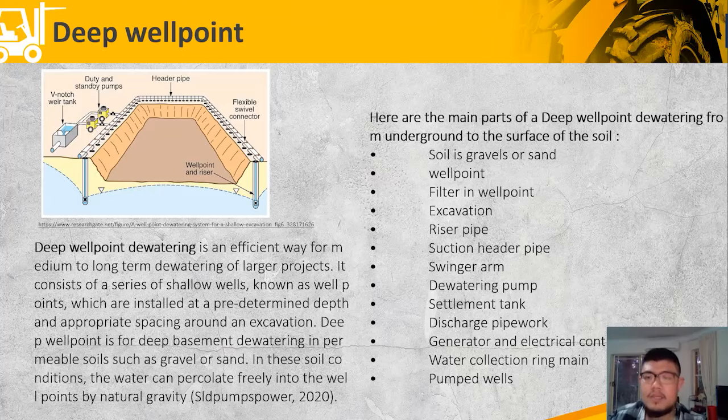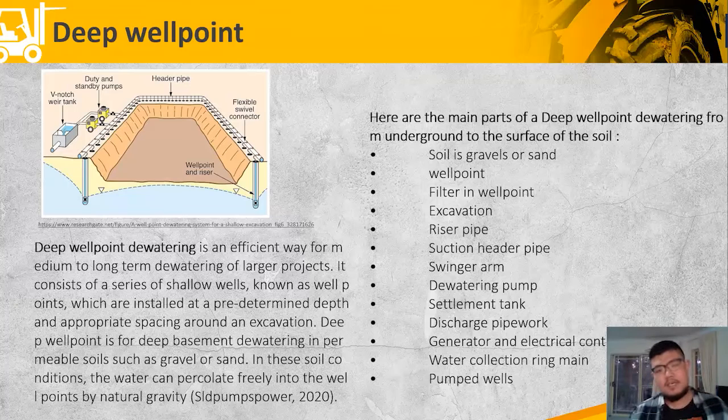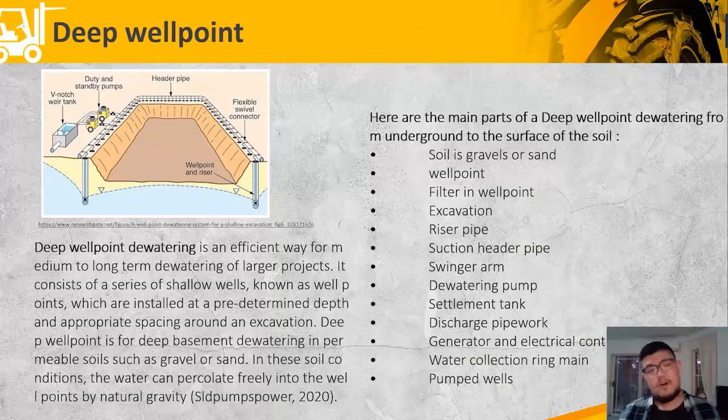And here are the main parts of deep well point dewatering: the ground surface, the soil, which is gravel and sand, well point filter, well point excavation, riser pipe, suction header pipe. So this is for the suction deep well point. And single arm dewatering pump, settlement tank, discharge pipe work, generator, and electrical controls. Water collection, remaining pumped well.